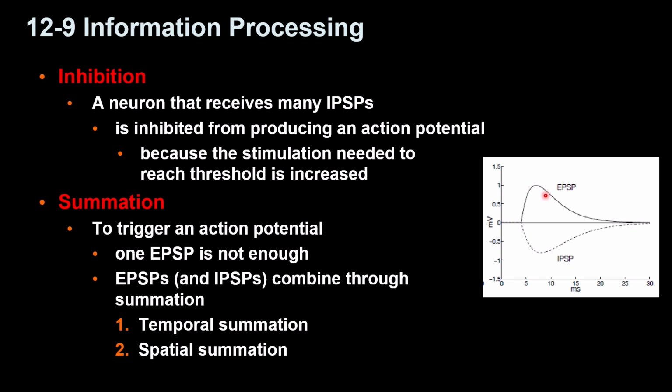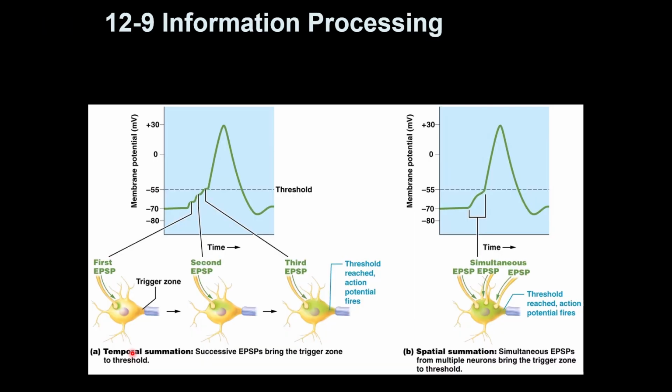So one neuron may get multiple stimuli. Some of them may be inhibitory, some of them may be excitatory. If the number of excitatory is higher than inhibitory, they accumulate. That's why it's called summation, and that will increase the resting membrane potential, causing depolarization and increased chance of having an action potential. Based on how they accumulate, you can have temporal summation or spatial summation, which I will explain in this image.